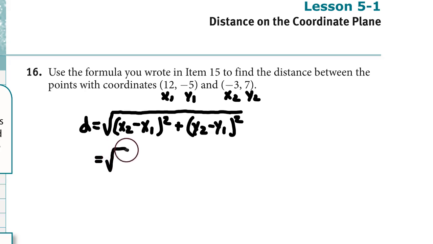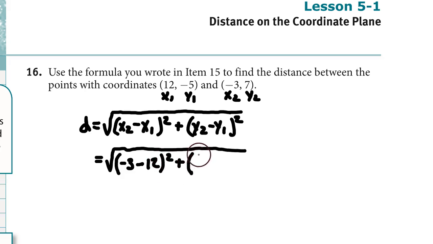Okay, let's do some work on this. There's this big square root symbol. We're going to make some substitutions. x2 is -3 minus x1 is 12. In the other parentheses, y2 is 7 minus y1 is negative 5. Notice the parentheses, notice the squaring, notice the plus sign separating the parentheses.